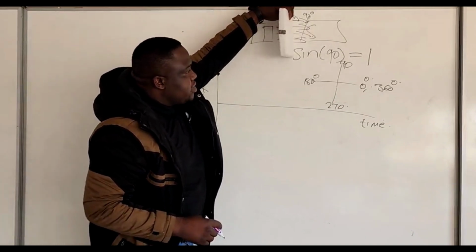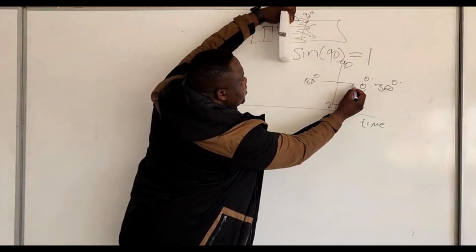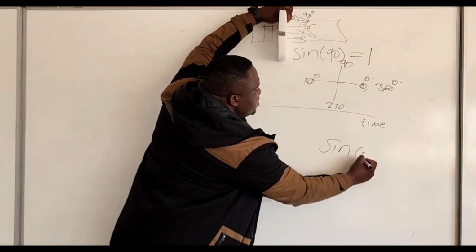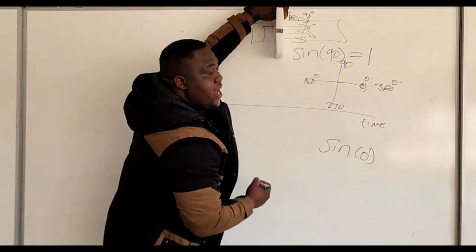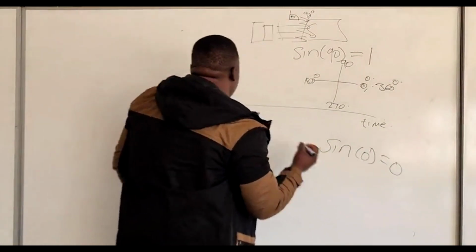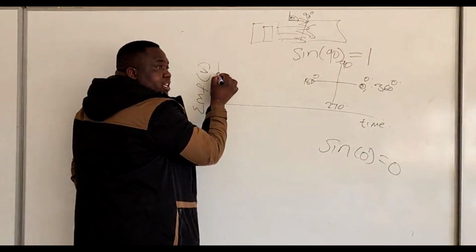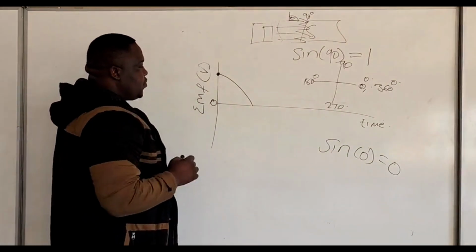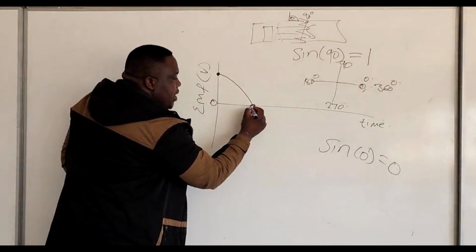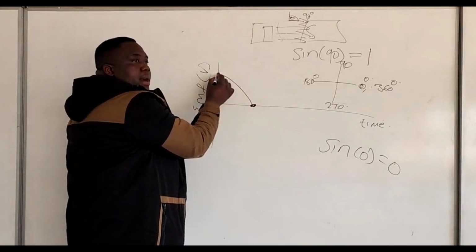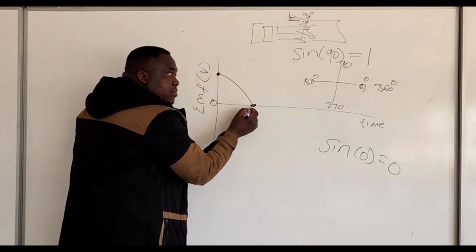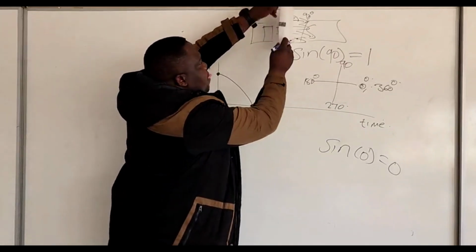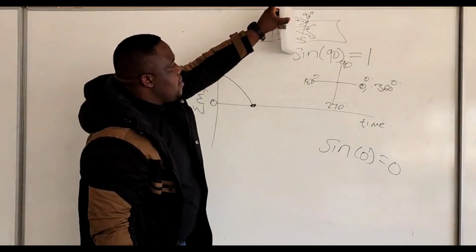Then the loop turns. When the loop turn is at 0 degrees, what do we have? Sine 0. Sine 0 will give us a 0, meaning that our voltage at this position is going to be 0. It started from a maximum point, then it came to 0. It came to 0 when the loop is like this, when it turned for the first time.